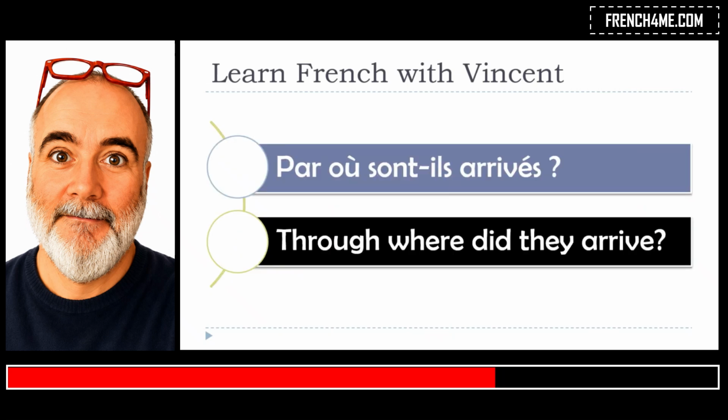Through where did they arrive? Par où sont-ils arrivés? Par où sont-ils arrivés?